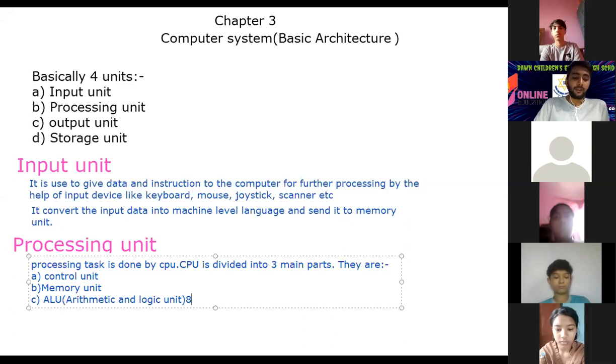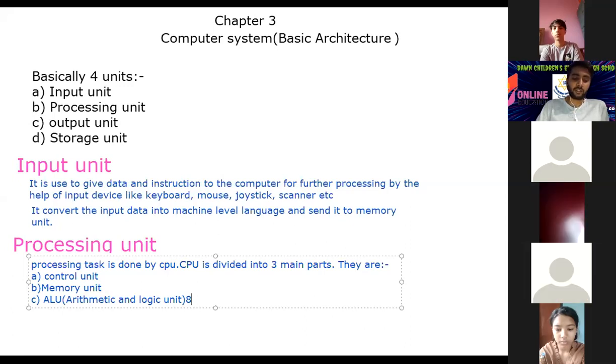Okay, it receives an external instruction or command and decodes it to convert it into a sequence of control signals to implement. So this all is done with the help of the control unit.